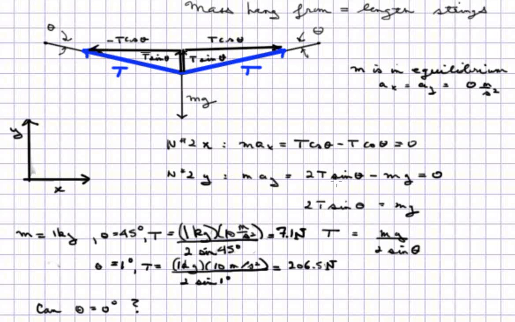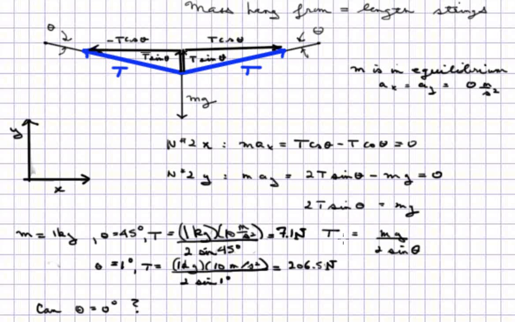And so taking this equation and reducing it to 2T sine theta is equal to mg, and then solving for T in this last step gives me tension is equal to mg divided by 2 sine theta. And so this is the relationship between the tension in the string, the weight of this mass, and the angle.